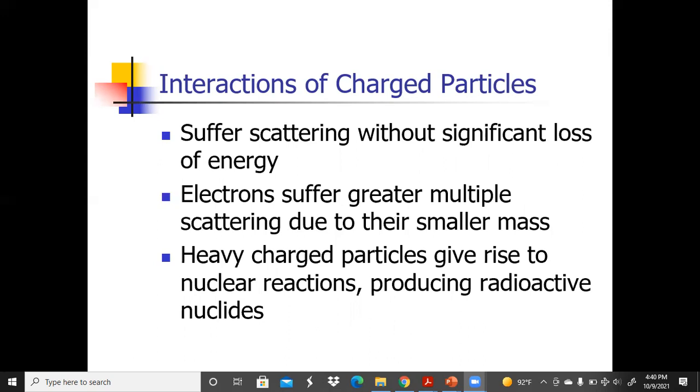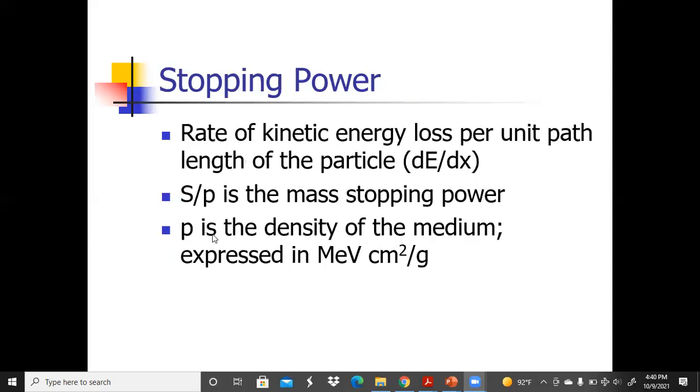So they will suffer scattering without significant loss of energy. Electrons suffer greater multiple scattering due to their smaller mass. Heavy charged particles give rise to nuclear reactions, producing radioactive nuclides. Stopping power: the rate of kinetic energy loss per unit path length of the particle. How much energy do you lose as you go through?